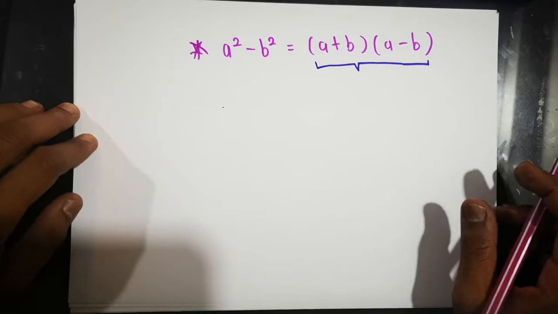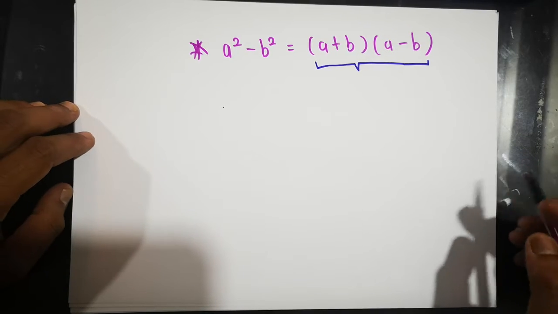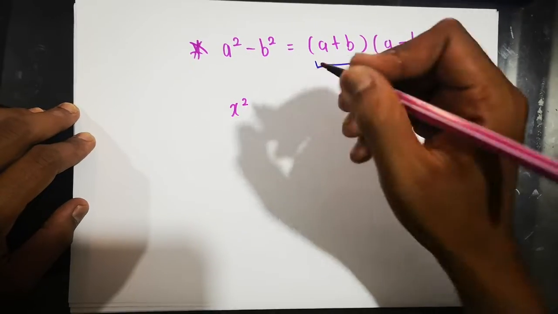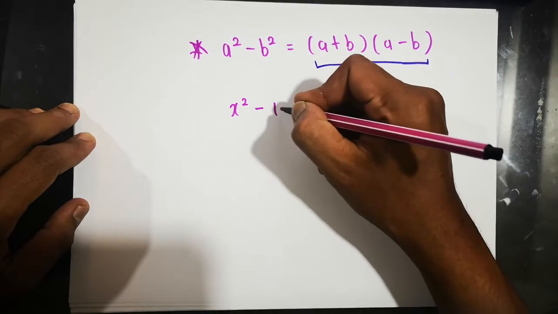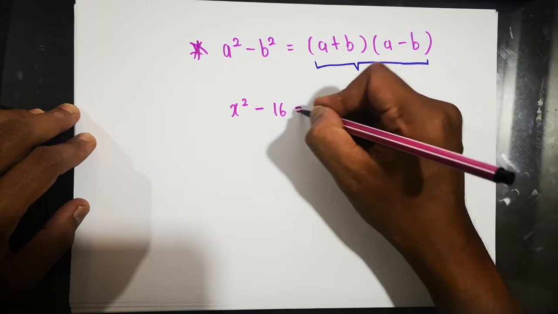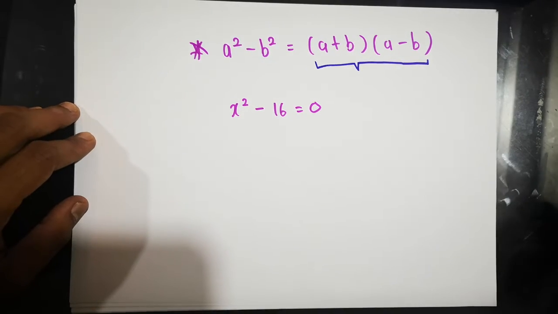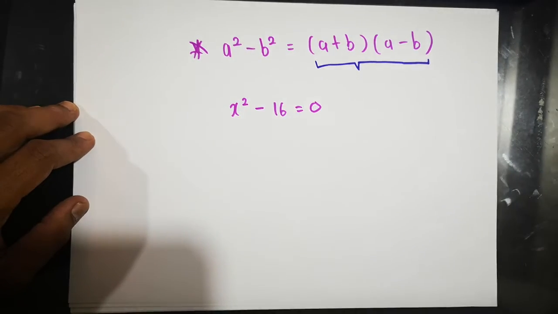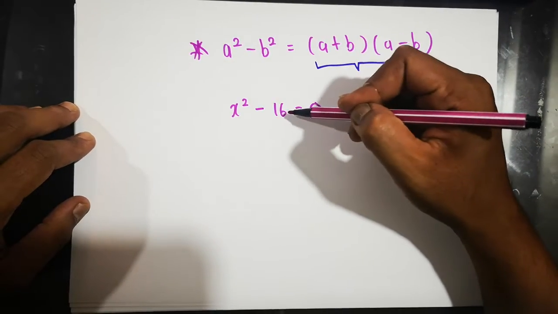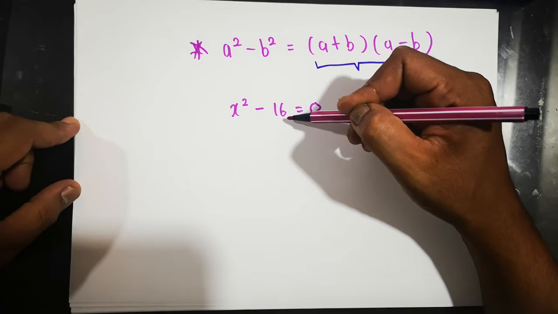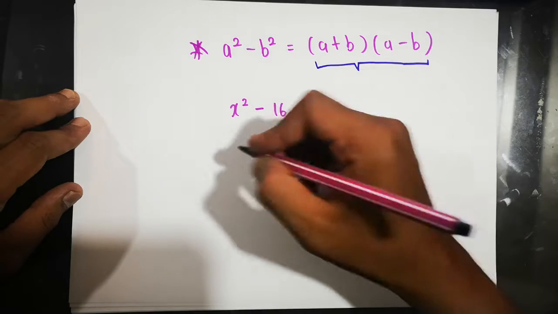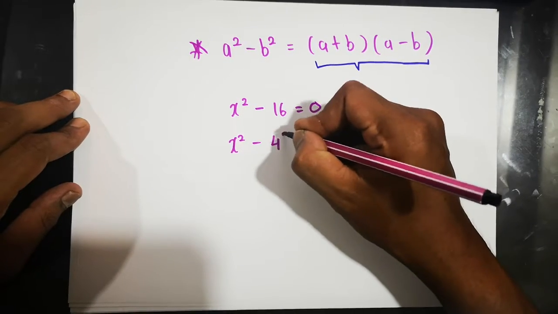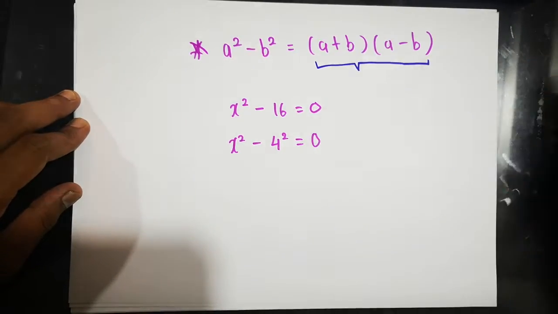Okay, let me give you an example of a question. What if I have x square minus 16 is equal to 0? Students may ask, how is this a square minus b square? Okay, look at the second term, 16. Can 16 be changed to 4 square? It can, right? So it becomes x square minus 4 square is equal to 0.